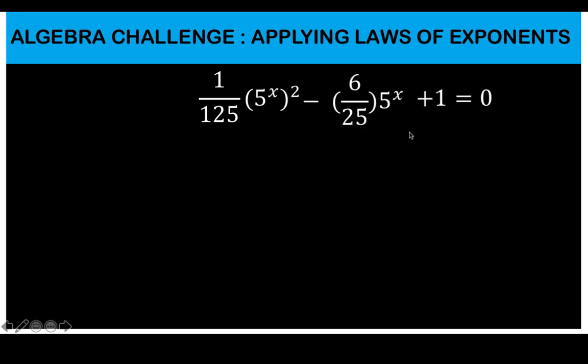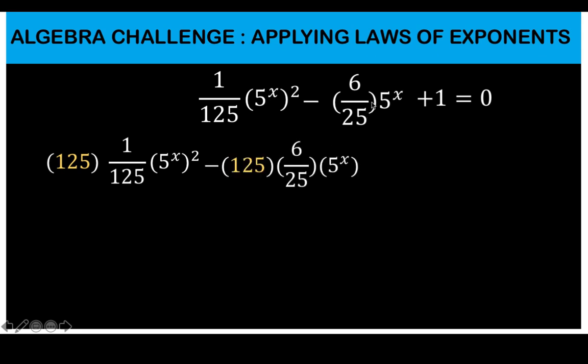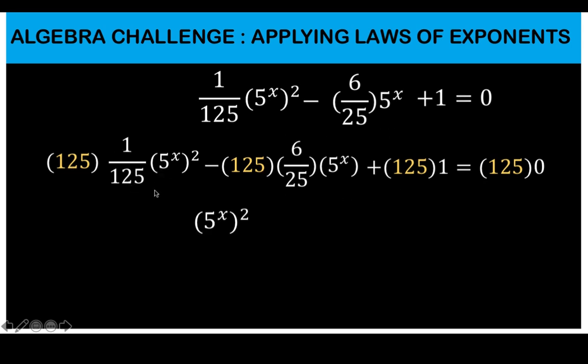Let's simplify the equation by multiplying both sides by the least common denominator. That means we multiply the first term, the second term, the third term, and the right side of the equation by that LCD, 125. So the first term times 125, the second term times 125, then this third term times 125, and the right side also multiplied by 125. The purpose of this is we want to eliminate the denominator. 125 times 1 over 125 equals 1.